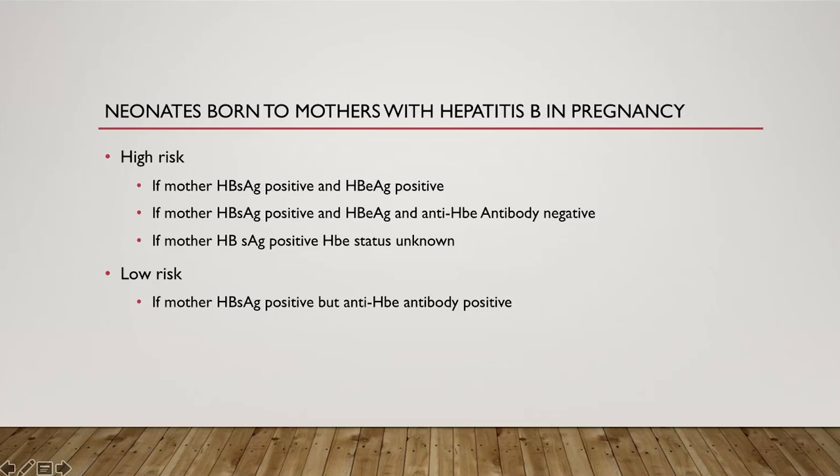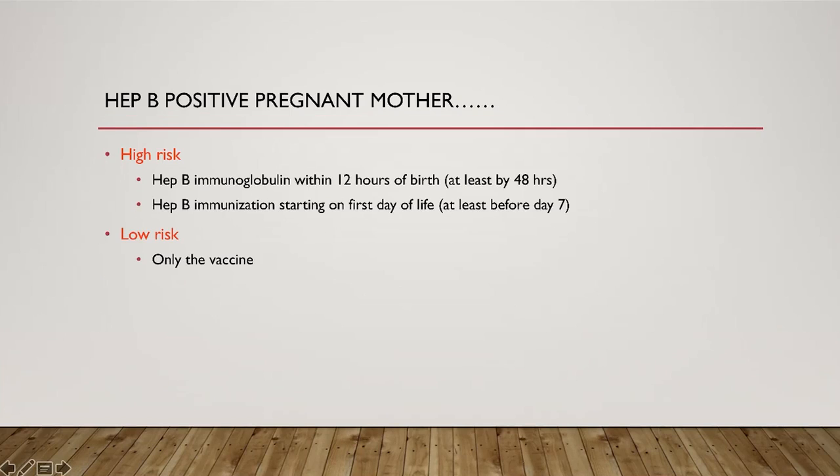If it's a high risk neonate, the neonate should receive hepatitis B immunoglobulin within 12 hours of birth, or at least by 48 hours. And the hepatitis B immunization should start on the first day of life. But if you can't get access to the hepatitis B vaccine, it has to be started at least before day 7. Ideally on the first day, but at least before day 7.